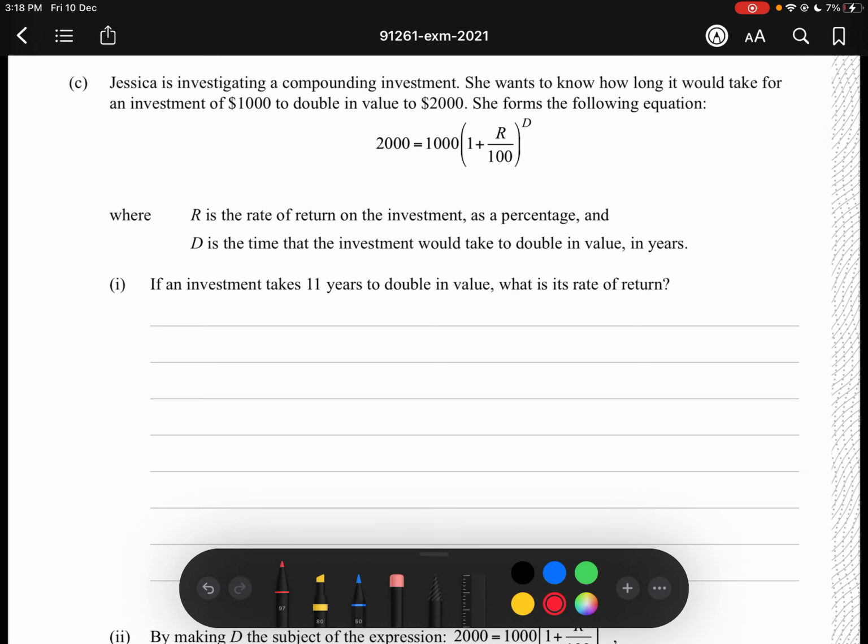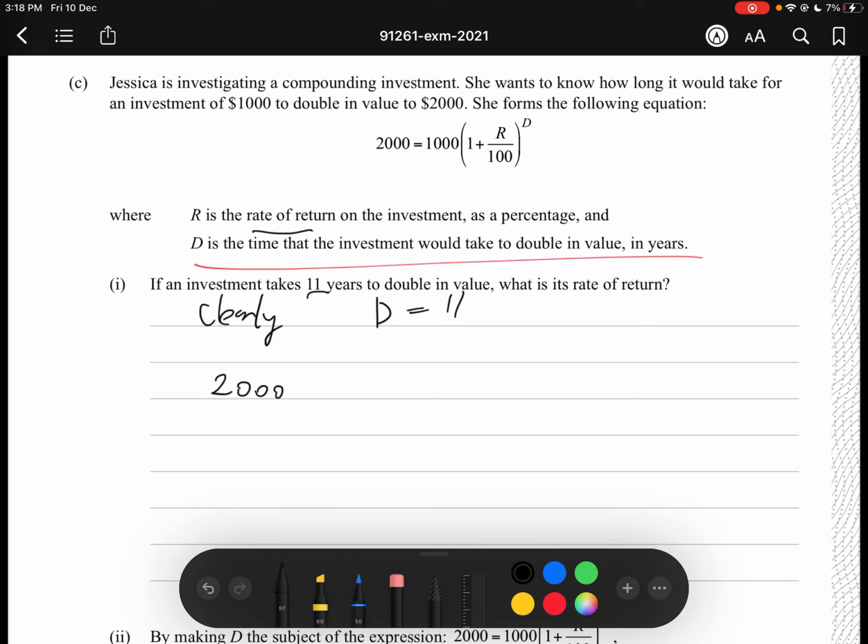So if you just read what these variables are, you'll have a pretty good understanding and approach to solve the question. It says D is the time that the investment will take to double in value. And the question tells us that the investment takes 11 years to double in value. So clearly we see that D equals 11. And once we have 11, we can rearrange the equation for R. Once we rearrange the equation for R, we can find the R value, and that will simply give us our rate of return on the investment.